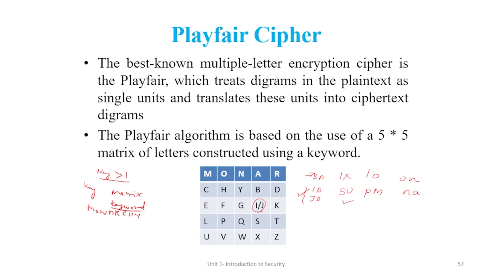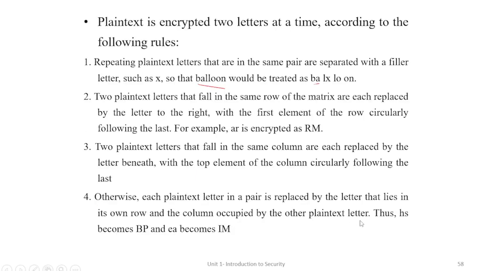The second step is to split the plain text into two-letter pairs. For example, if the plain text is given as balloon, then splitting into two-letter pairs gives BA, LL, OO, N. So these are four pairs. The last pair contains only one letter.